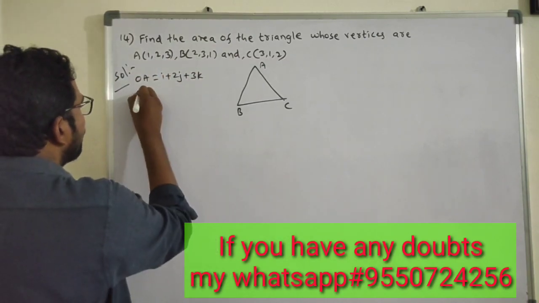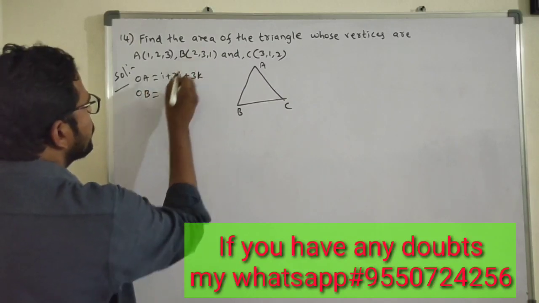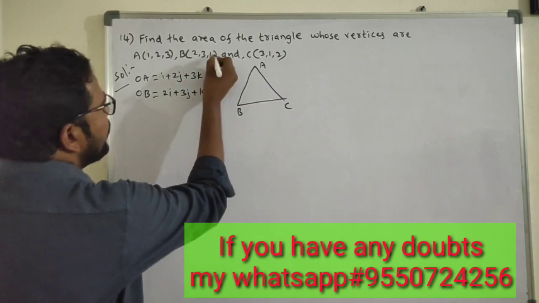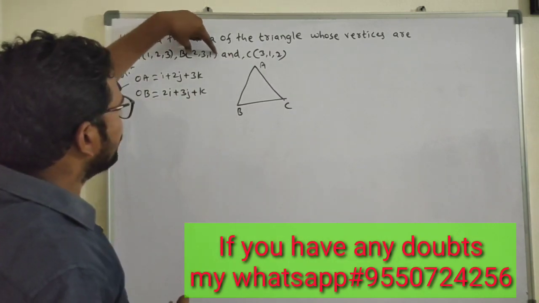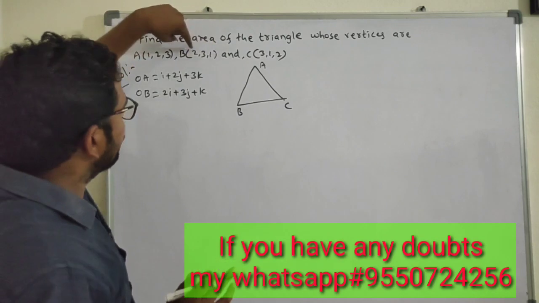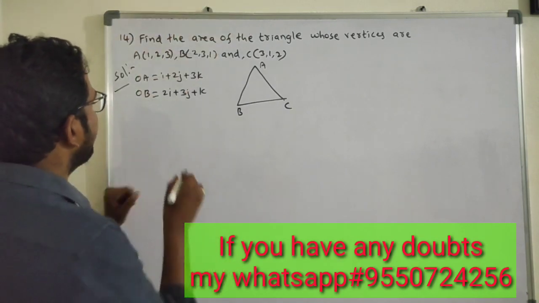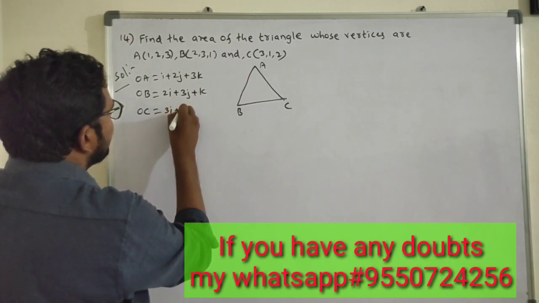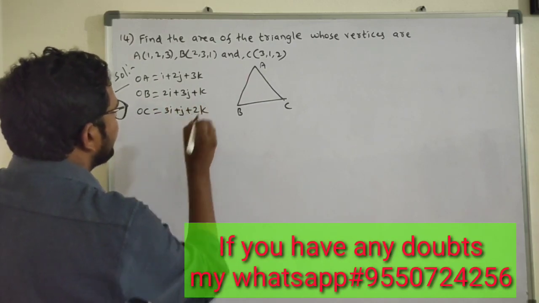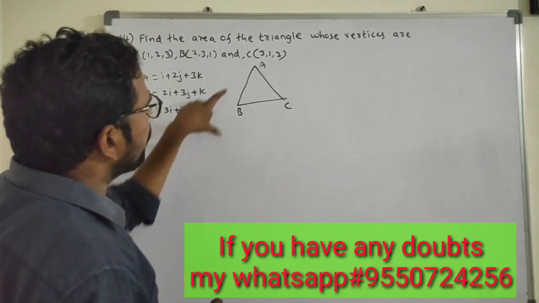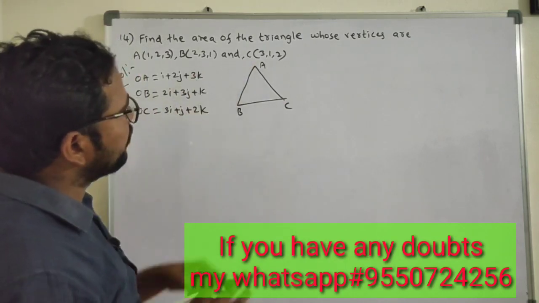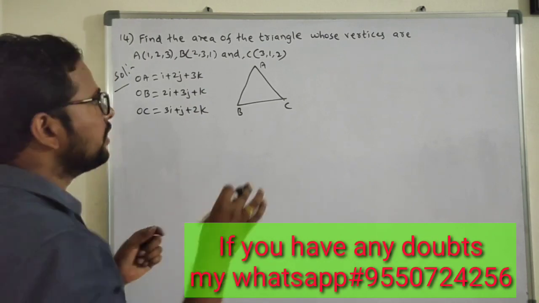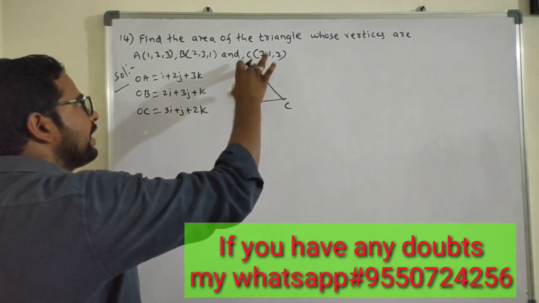And write OB, the position vector of B. OB is equal to 2i plus 3j plus 1k. B is a point, so write it in vector form: 2i plus 3j plus k. And OC is equal to 3i plus 1j plus 2k, that is 3i plus j plus 2k. Now find any two sides. The area of triangle formula is half into AB cross AC, so we need adjacent sides. First find any two sides, AB and AC.